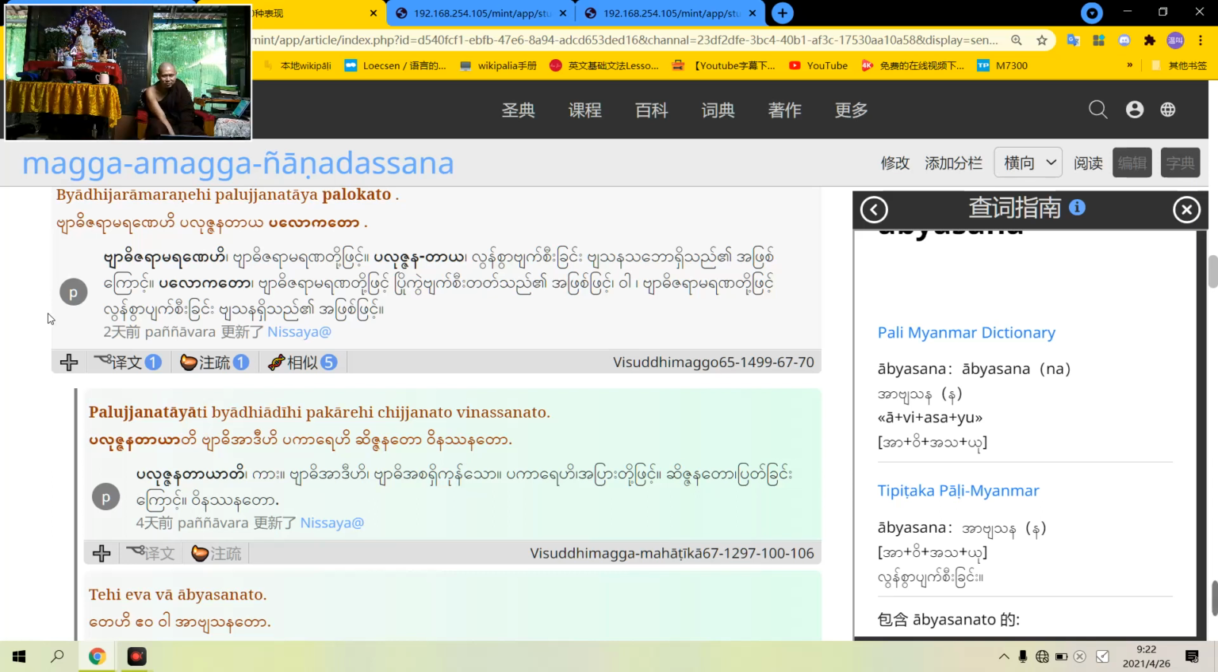The five khanda has this nature. At that time, no subject. No need to find a subject here. This is called paramattha. Understand?